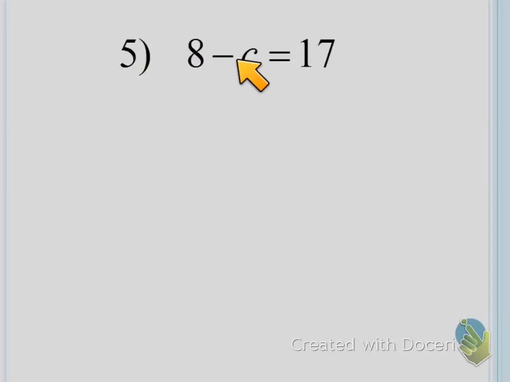So don't think of this minus sign as being anywhere near the 8. It has nothing to do with the 8. It has to do with the C. What we want to do is get rid of that 8. Is that 8 positive or negative? Positive. If you want to put a plus sign in front of the 8 just to help you remember that, go for it. How do you undo a positive 8 or a plus 8? You have to minus 8.